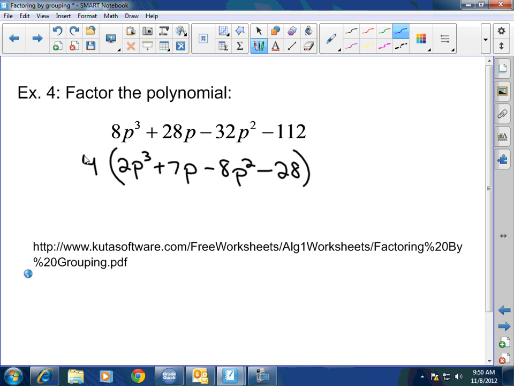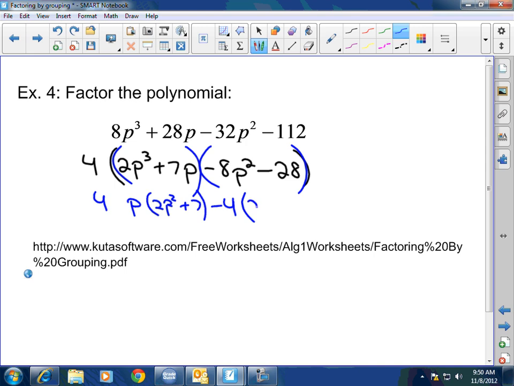Just relax. They don't always have to be in standard form. This is what always has to happen, though. Guys, do I have a common factor here? Yeah, so I can have a 4p, and then I have 2p squared plus 7. Huh. What can I factor out of this to make it look like that? A negative 4. Exactly.